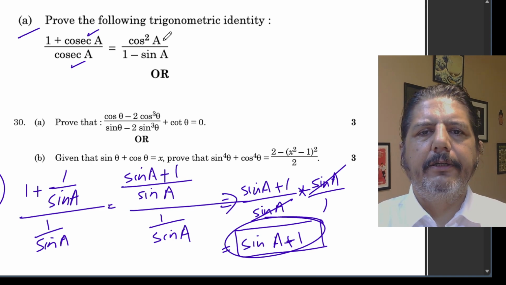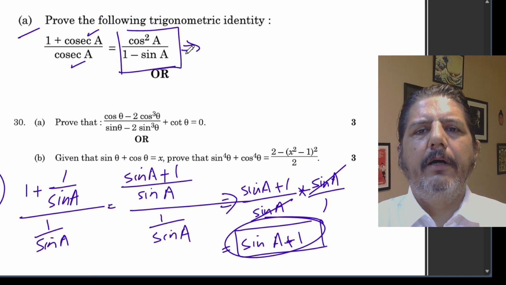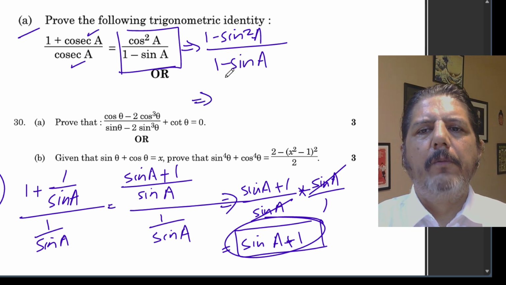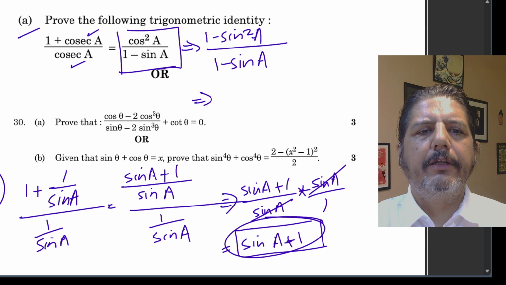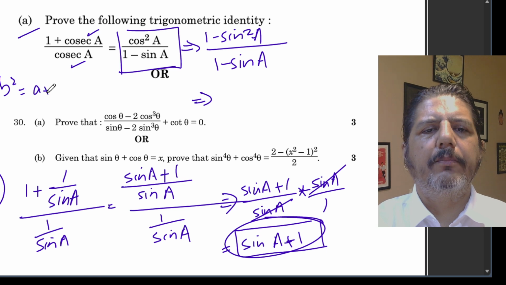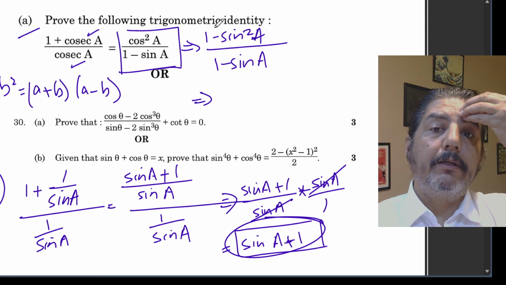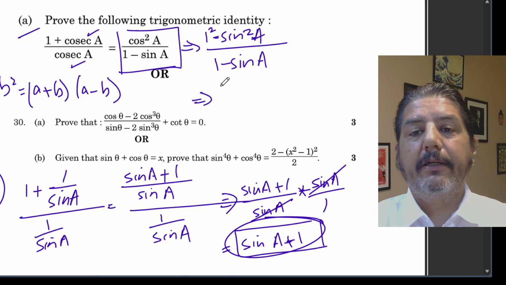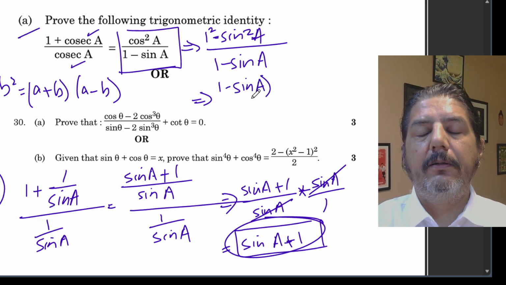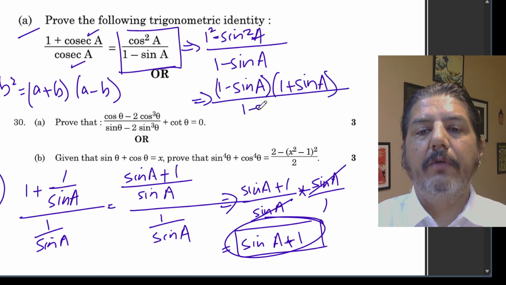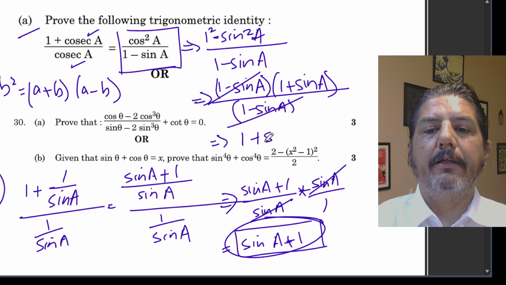Now I'll take my right hand side. I'll write my cos square A as 1 minus sin square A, upon 1 minus sin A. So 1 minus sin square A, basically this is A square minus B square, and this will be equal to A plus B into A minus B. So 1 minus sin square A can be written as 1 square minus sin square A. This can be written as (1 minus sin A) multiplied by (1 plus sin A), whole upon 1 minus sin A. So this will cancel. So my right hand side is equal to 1 plus sin A.